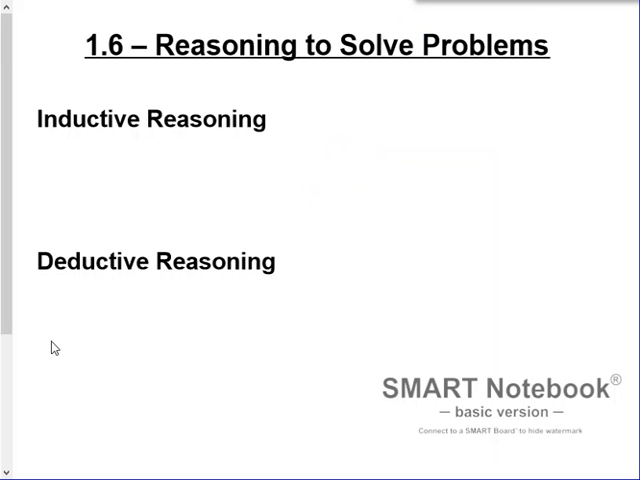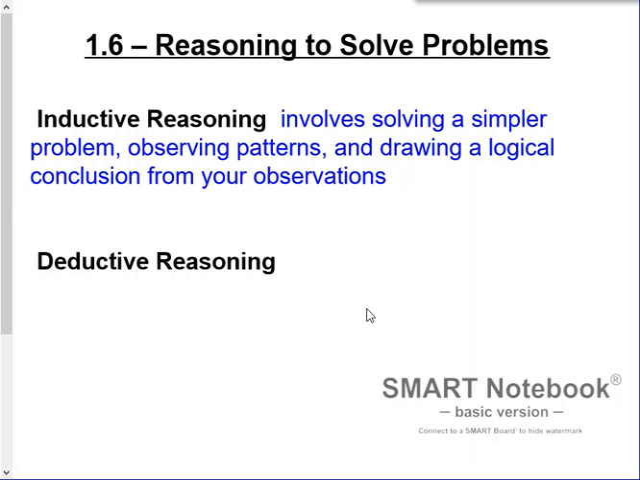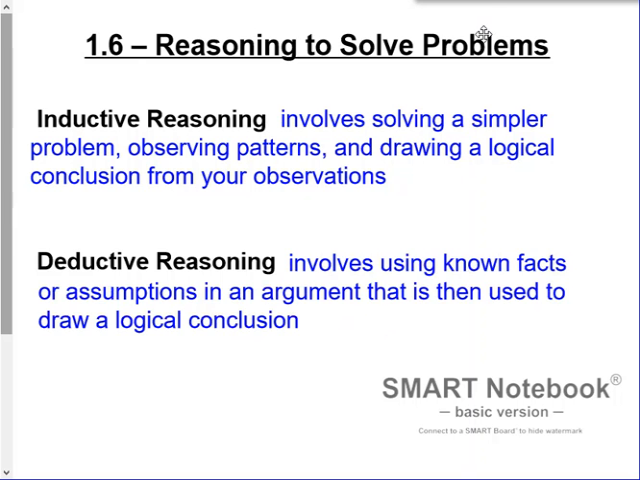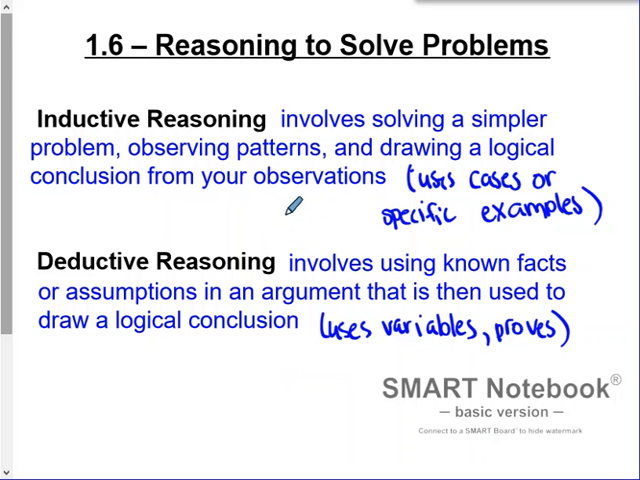Once again, starting off with what is the difference between our inductive and deductive reasoning? So inductive reasoning involves solving that simpler problem. You're observing patterns, you're drawing logical conclusions from those observations, whereas deductive reasoning involves using known facts or assumptions in an argument that's then used to draw a logical conclusion. So remember, inductive reasoning uses specific examples or specific cases or specific numbers, whereas deductive reasoning uses variables, it proves something, you're starting with things you know are true and drawing conclusions from that.